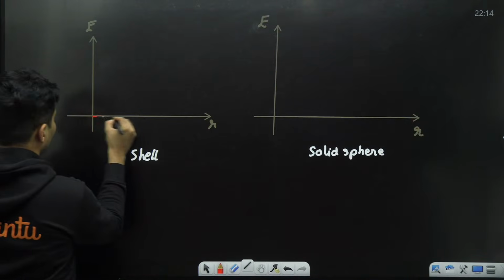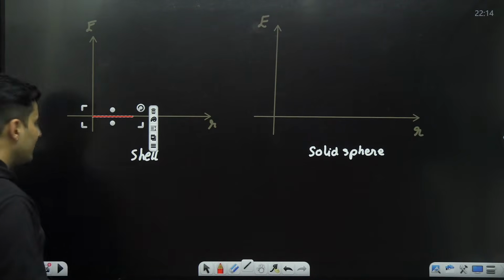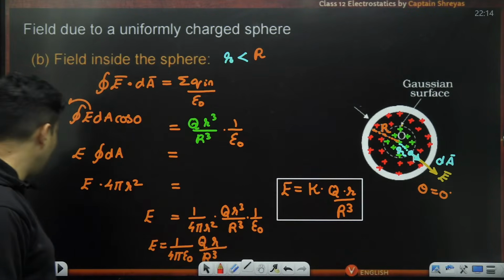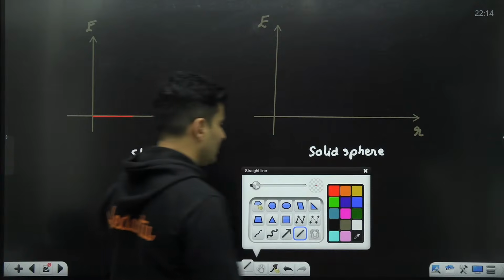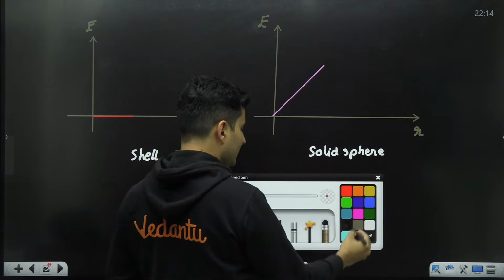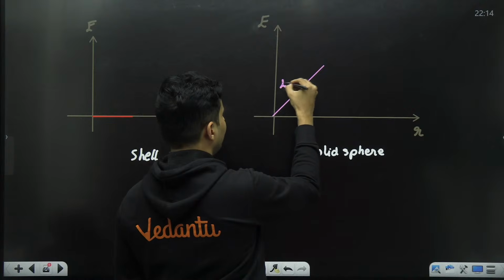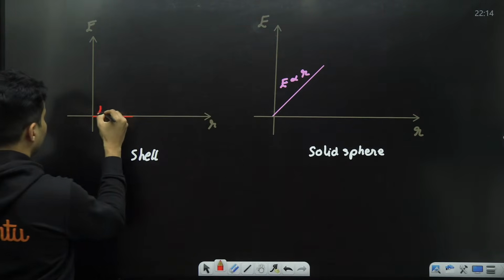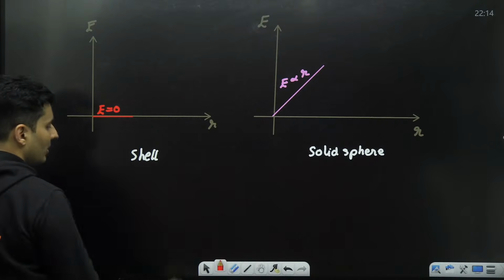So this graph will be just flat. But for a solid sphere, it is proportional to R. So it will just go like this. So you will see that the electric field is proportional to R. Here, the electric field will be zero when you're inside.